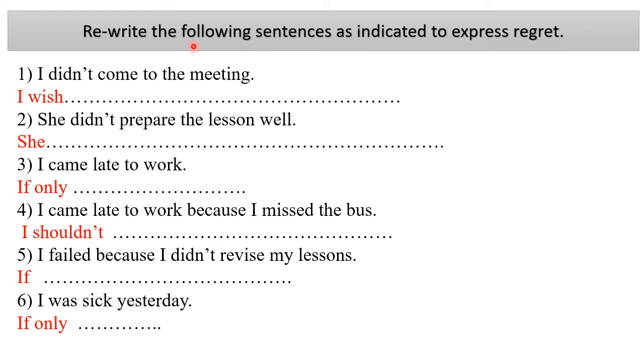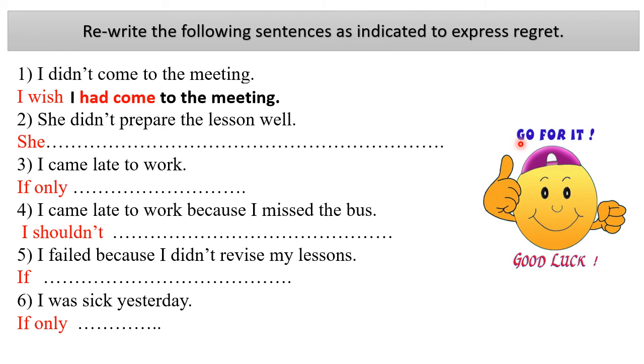So we have: rewrite the following sentences as indicated to express regret. As usual, please, you need to pause the video, do the exercise, then go on with the video to see the correction. So, number 1, I didn't come to the meeting. What do we say? I wish I had come to the meeting. I wish I had come to the meeting. So we used the past wish form, in which the verb is in the past perfect, had and past participle.